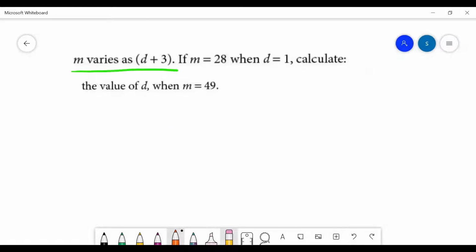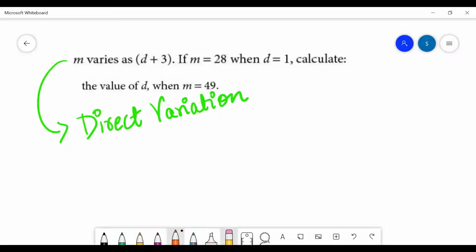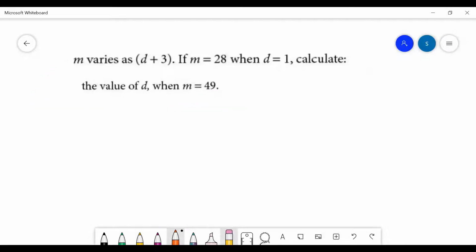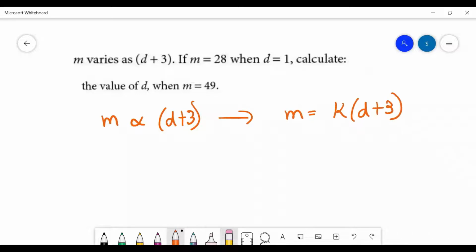Next question. M varies as D plus 3. If M equal to 28, when D equal to 1, calculate the value of D when M equal to 49. So the first thing that you do is, again, it's a direct relationship because M varies as D plus 3, which means M is directly proportional to D plus 3. Write the equation form, which means M equal to K into (D plus 3). Now that's step 1. Step 2 is figure out the value of K by using the values of M and D given in the question.